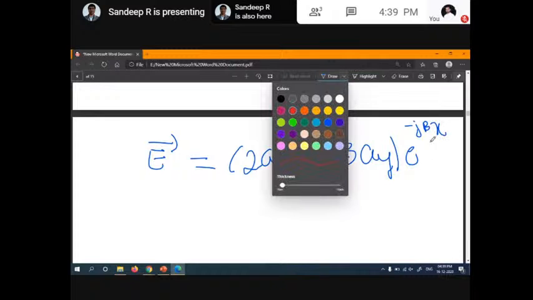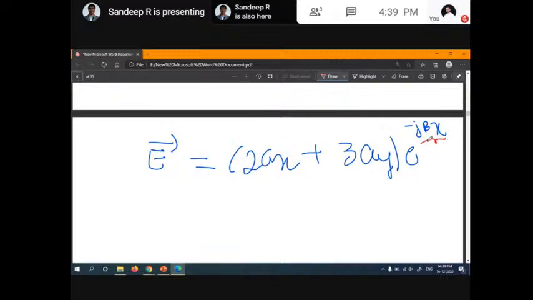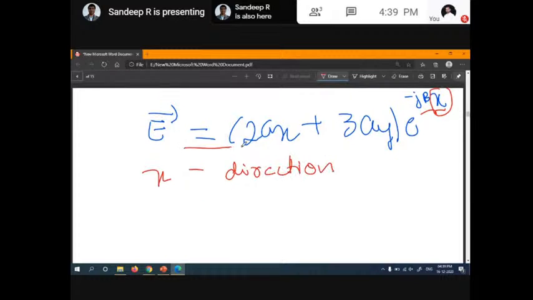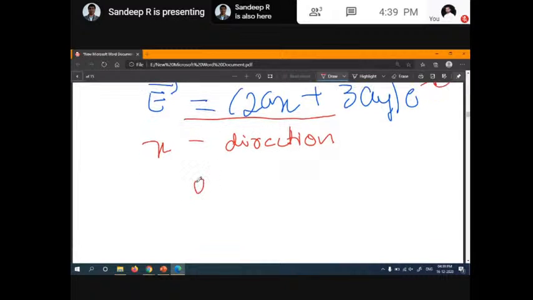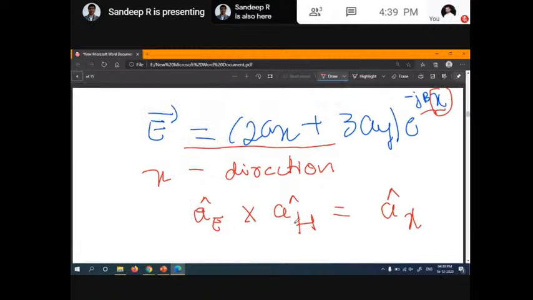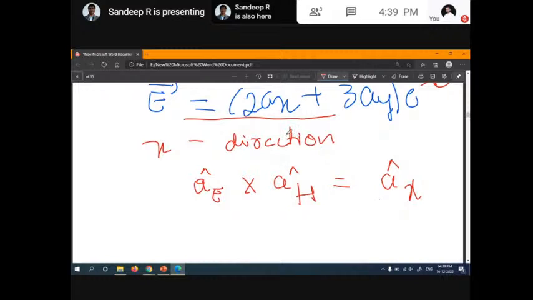Observing this expression, we can tell the direction of propagation is x, since e power minus j beta x, so this x represents the direction of propagation. Now we have to write the unit vectors for vector H. To do that, the unit vector of the electric field cross the unit vector of the magnetic field should be equal to the direction of propagation, which is given as x here. So AE cross AH should be equal to AX.